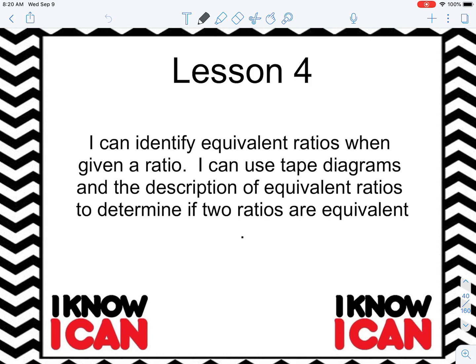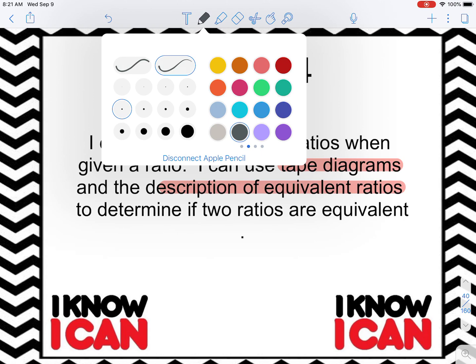Our objective for today is I can identify equivalent ratios. When given a ratio, I can use tape diagrams and a description of equivalent ratios to determine if two ratios are equivalent. Okay, so today we're going to be using tape diagrams like we've done before. And then we're going to do a thing called the description of equivalent ratios, which I'll show you in a second, to determine if two ratios are equivalent, and that's what we'll be doing today.